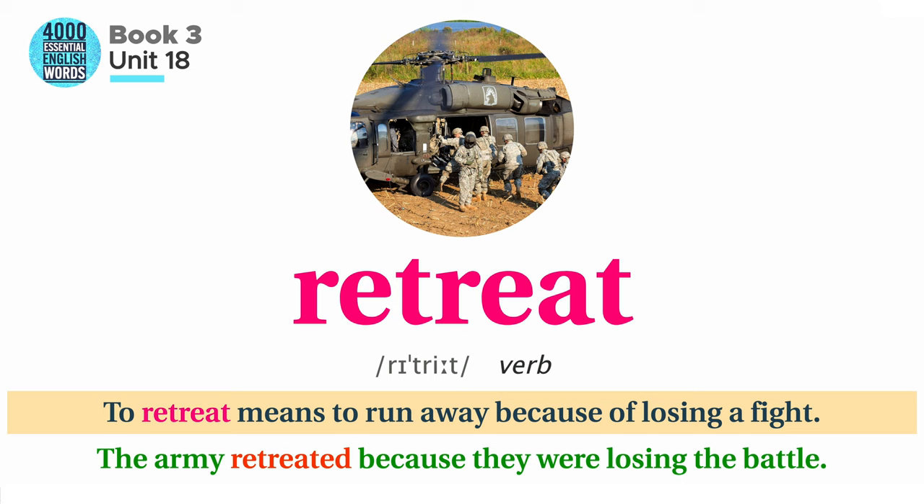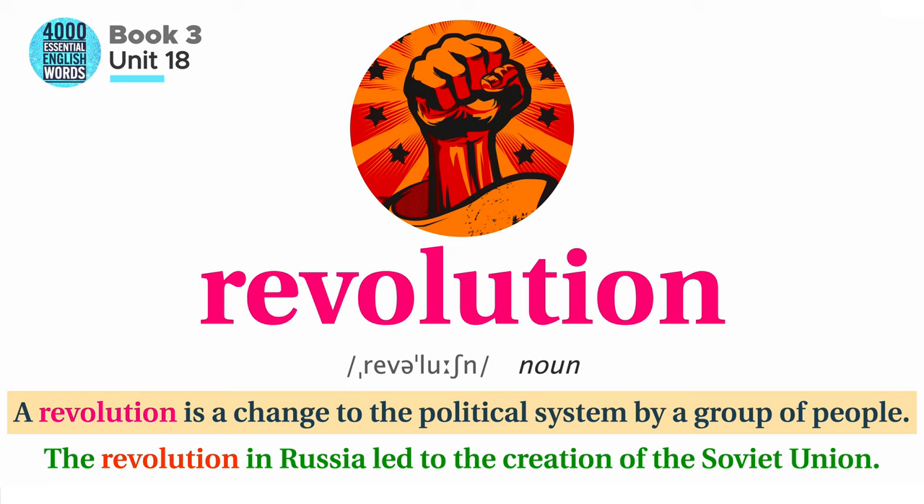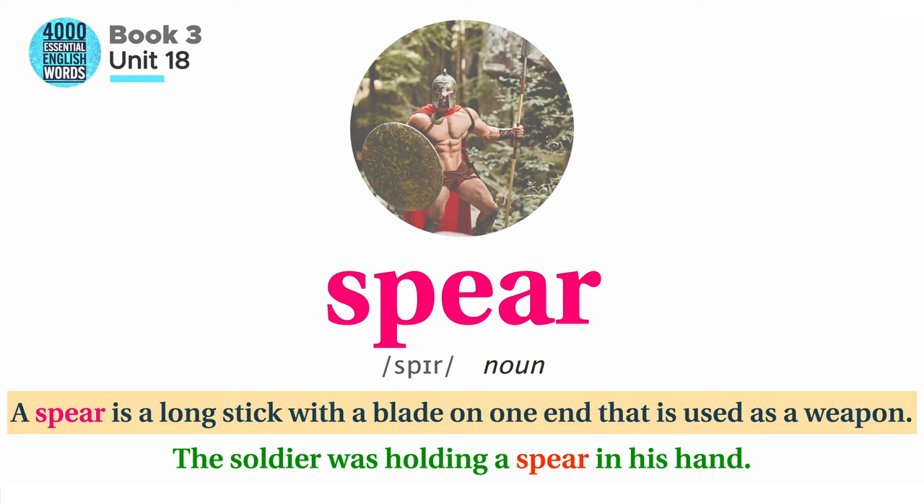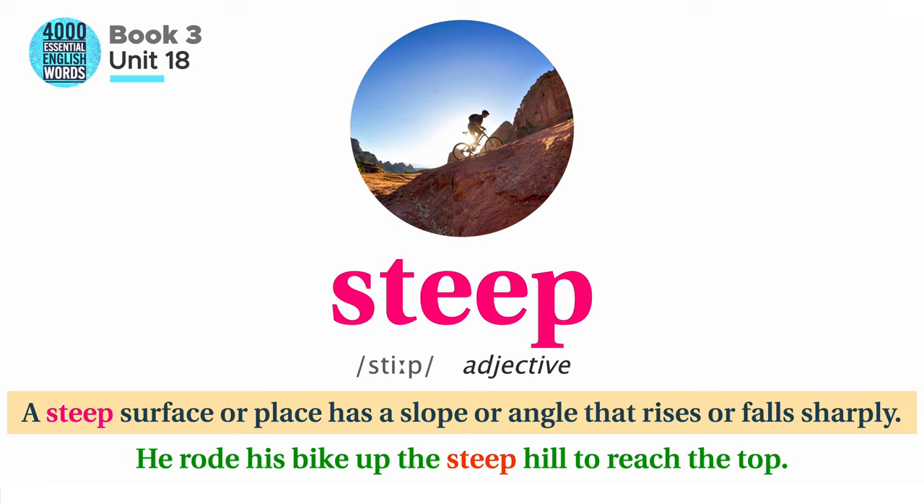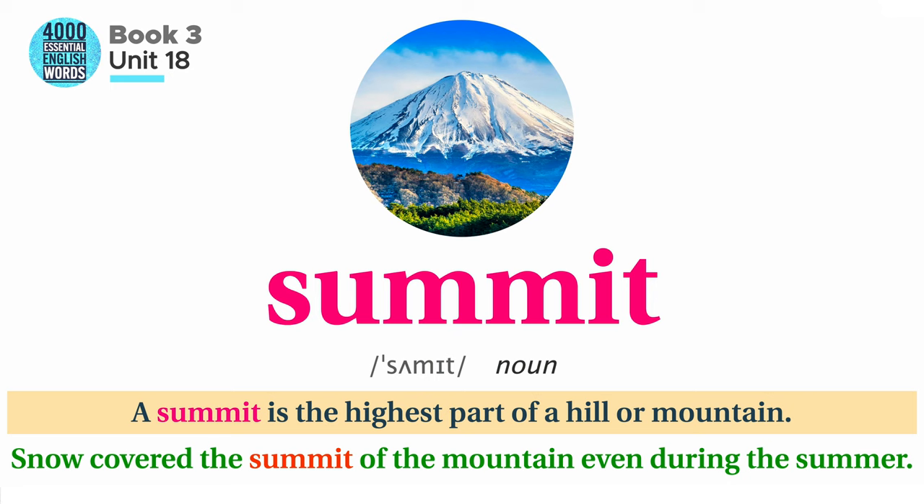Revolution. A revolution is a change to the political system by a group of people. The revolution in Russia led to the creation of the Soviet Union. Spear. A spear is a long stick with a blade on one end that is used as a weapon. The soldier was holding a spear in his hand. Steep. A steep surface or place has a slope or angle that rises or falls sharply. He rode his bike up the steep hill to reach the top. Summit. A summit is the highest part of a hill or mountain. Snow covered the summit of the mountain even during the summer.